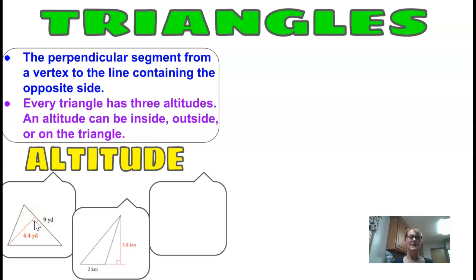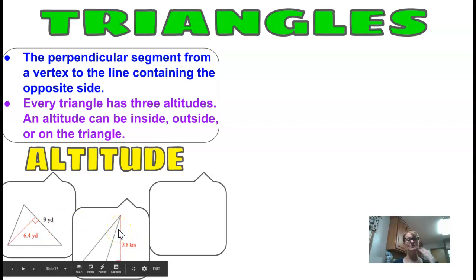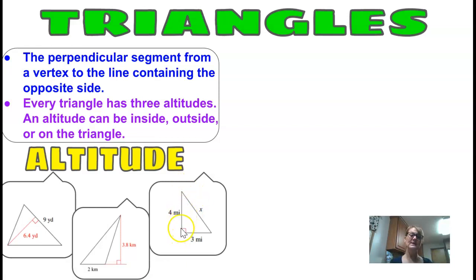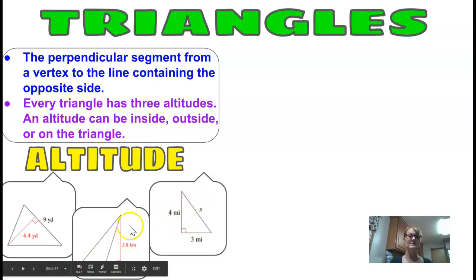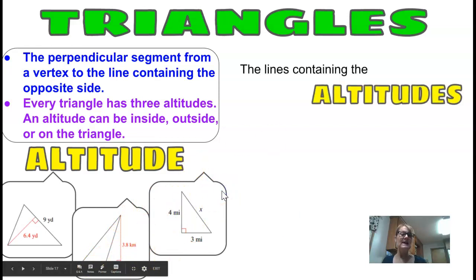Okay, here's the other one, and you should remember seeing these from when we did area. So again, it goes from the vertex down. This time it's going to be on a line containing the side, not actually on the side. And here's your last one, which is when it's a right triangle, when your altitude is going to be on the outside. So those are our three.